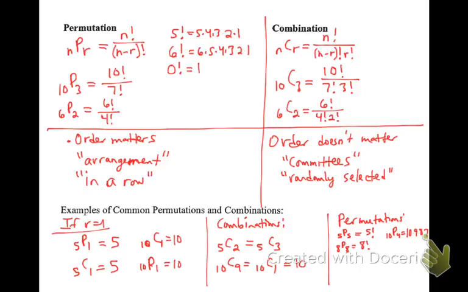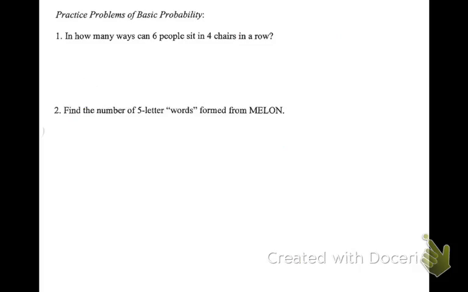Okay, moving on to some examples. So let's look at some practice problems. What we're going to be doing is asking ourselves, is this a permutation problem or a combination problem? And we're going to answer that question by seeing if order is necessary in the problem. Okay, if order is important, it's permutation. If order is not important, it must be combination.